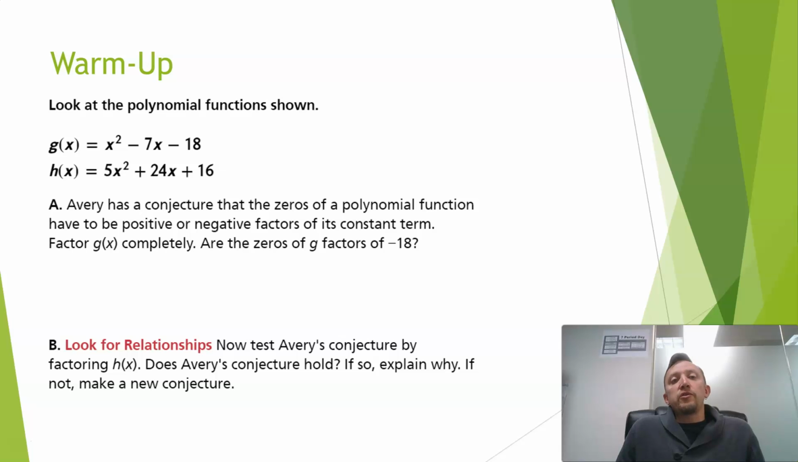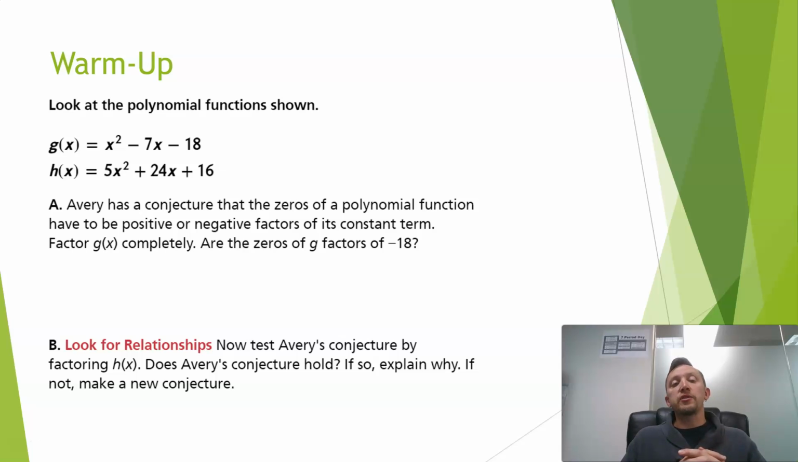So I want you to look at the polynomial functions that are shown, and we have Avery, who has a conjecture. Conjecture, remember, is just a possible rule. So she's trying to create this rule, and she has this conjecture that the zeros of a polynomial function have to be positive or negative factors of its constant term. So the constant term, remember, is the number without a variable. So in that function g of x, the constant would be 18, or negative 18.